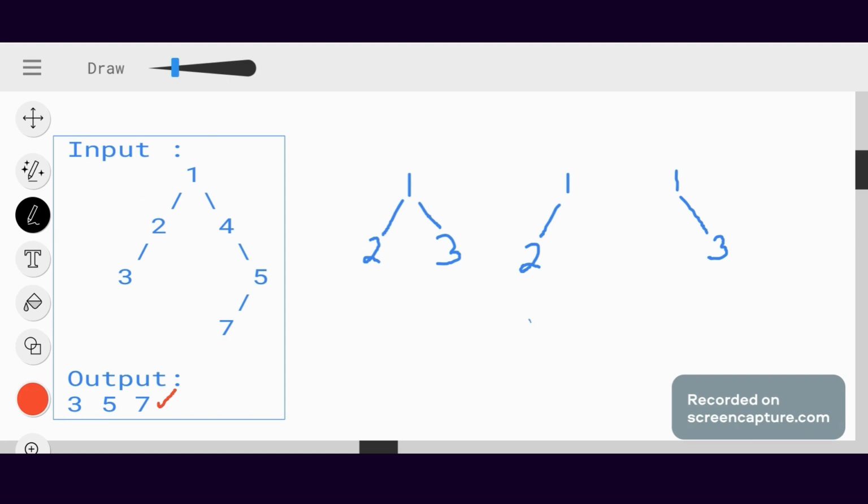Suppose these are my trees, and let's consider this tree first. This is my root node. On the left side, I have a node 2. On the right side, I have a right node. Since this node has a subnode on the left side and a subnode on the right side, can I call this root node the parent node? Yes, I can call this a parent node.